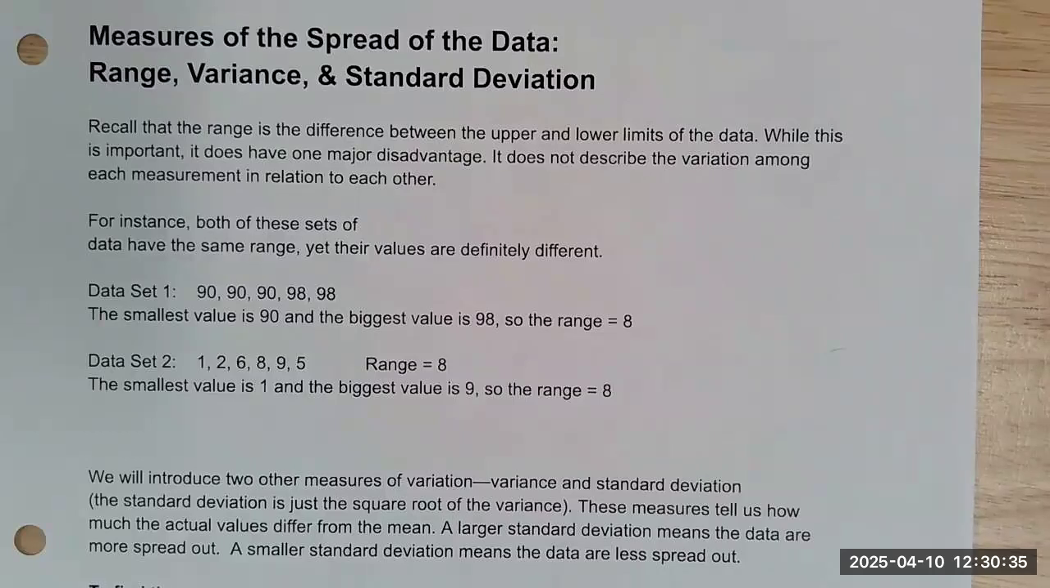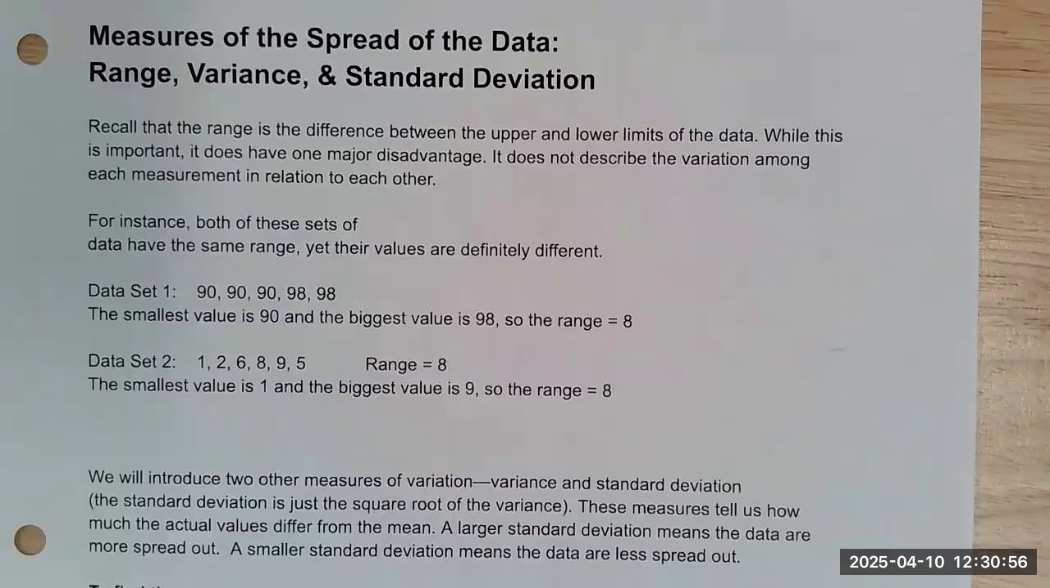Here's why. I've got an example here. Data set number 1, these are scores on a test: 90, 90, 90, 98, and 98. If I did the range, we would take the biggest value, the 98, and subtract the smallest value, the 90. What would my range be? 8, okay?